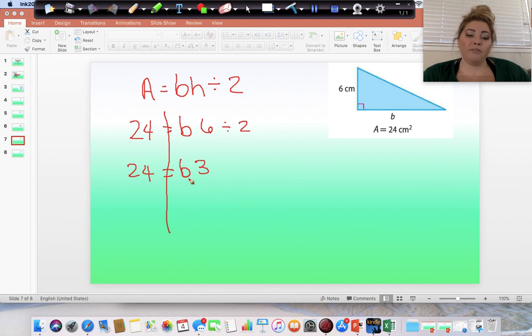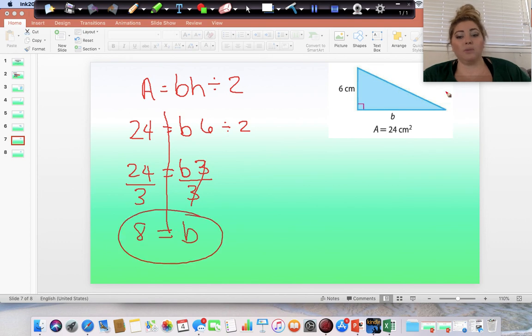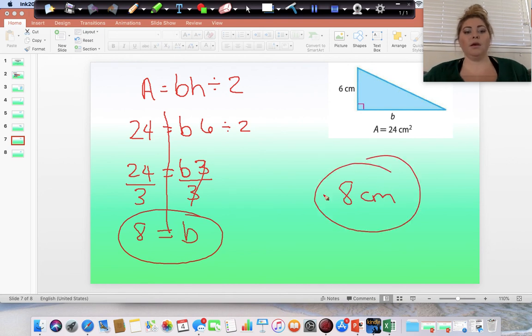So now I find my variable, which is b. I see what's happening to my variable. We're multiplying it by 3. And then I do the opposite and divide both sides by 3. 3 divided by 3 cancels, and I'm left with b is equal to 24 divided by 3, which gives me 8. So my answer is 8 centimeters. Okay?